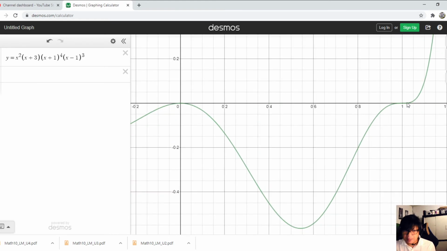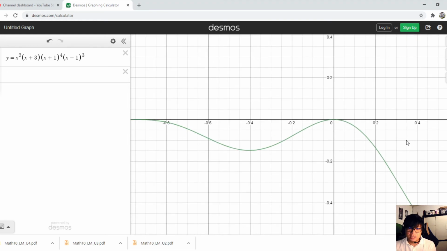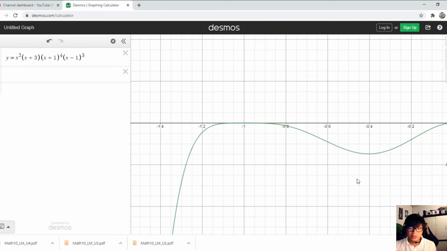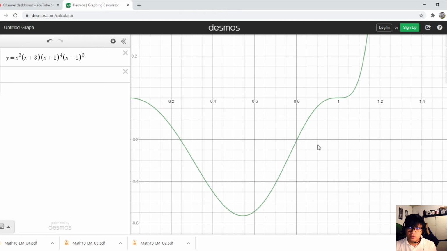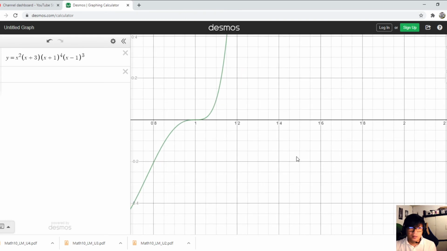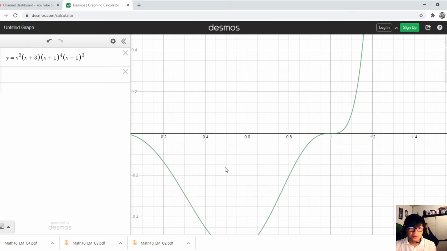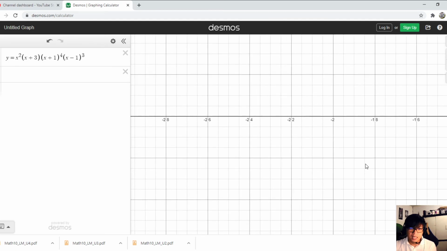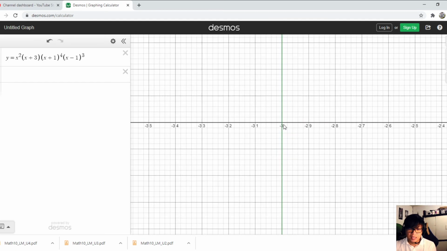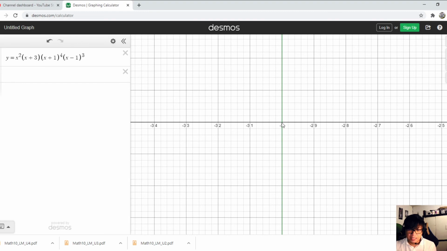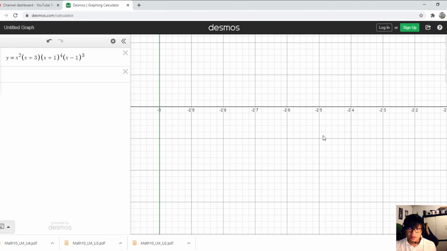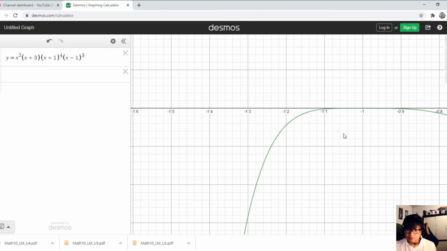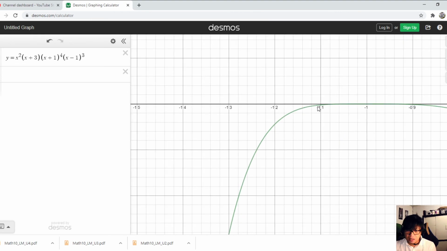Mapansin nyo, pag isang beses lang nag-appear yung root, it crosses, ganito yung itsura. Saan yung 3 natin? 3, di ba? Meron dito sa 3. Ito. Yan. Di ba? Straight lang siya. Isang beses lang yung attach yung graph dito sa x-axis natin. Pero, pag maraming beses, magiging ganito yung itsura niya. For instance, itong negative 1, maraming times kasi. So, ganyan.